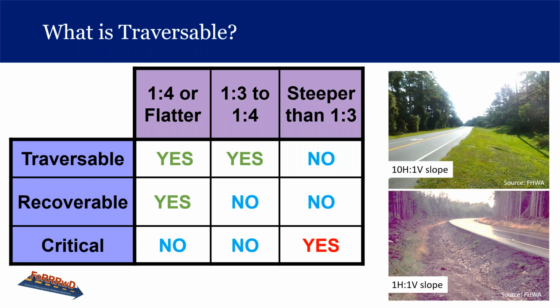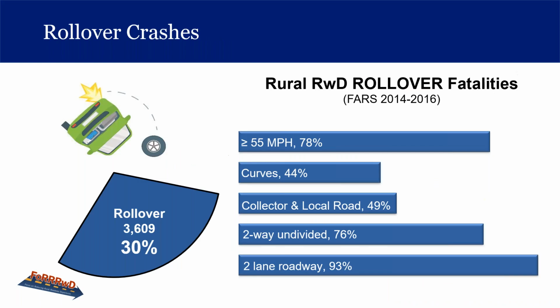And then we get into critical, and you don't want critical. So 1 to 3 or steeper is not good. That could result in you crashing into a steep back slope, or having a rollover type crash.